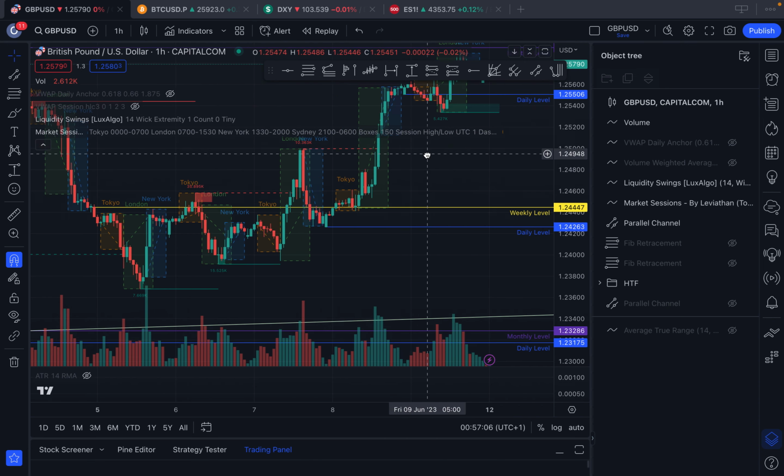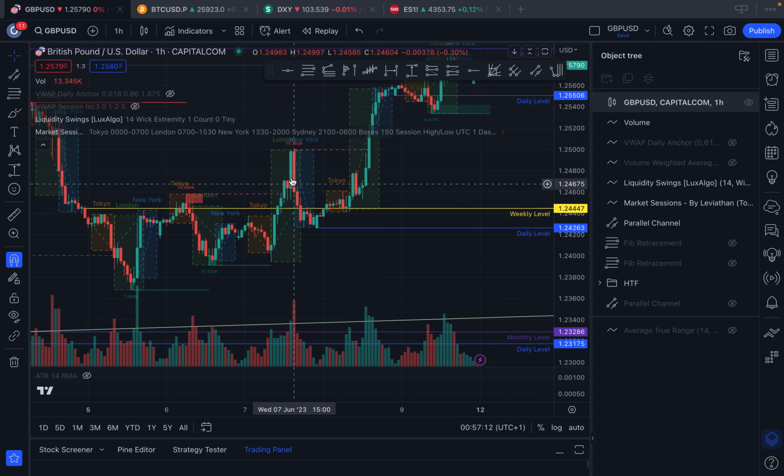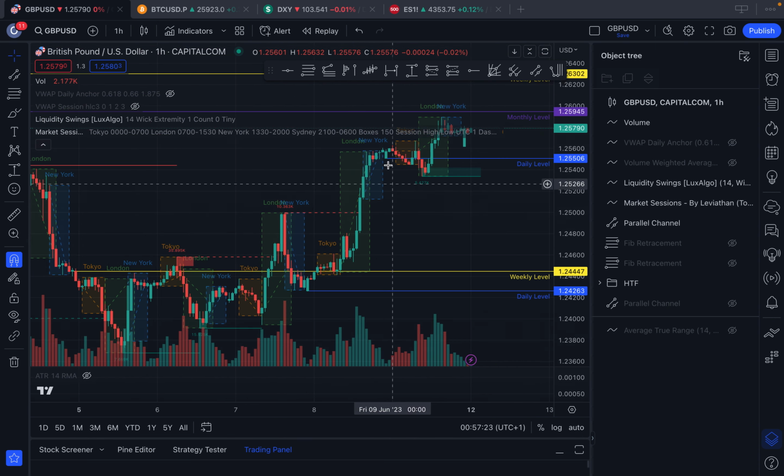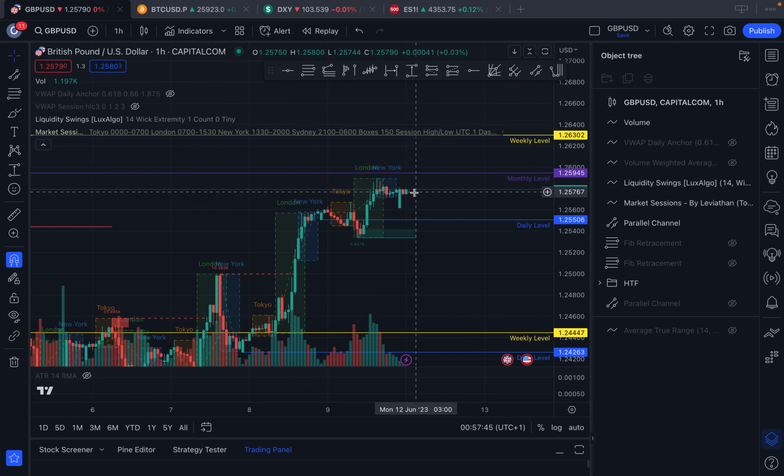So for example, if we go back here, you can see Tokyo went down, London took it out, it went all the way back up. New York then took out London, and then went back down. Again, then Tokyo opened up, what did London do? Took it out. And then New York opened, what did it do? It took out London. What did Tokyo do? Tokyo took out New York. What did London do? It took out Tokyo both ways, down, and then up again. And I believe New York took out London again. So you'll notice that a lot. One session will take out the other session, etc. So that's always something to pay attention to. So overall, I'm still bullish.